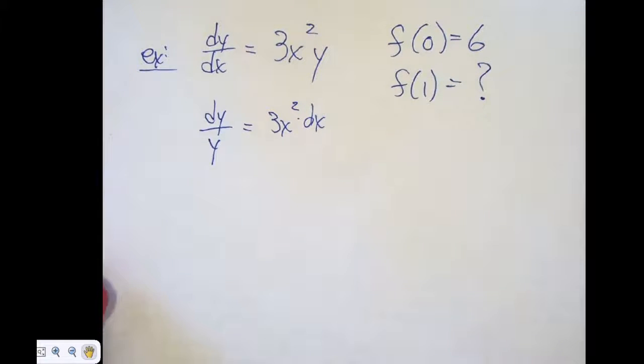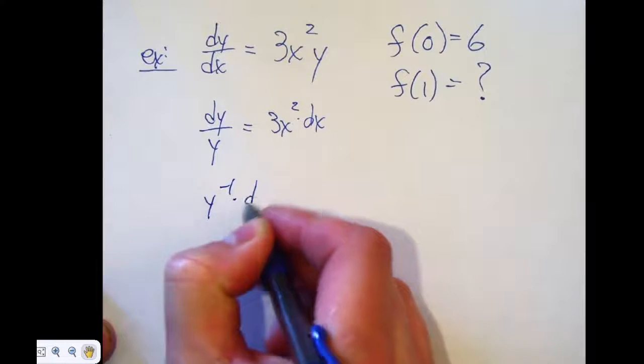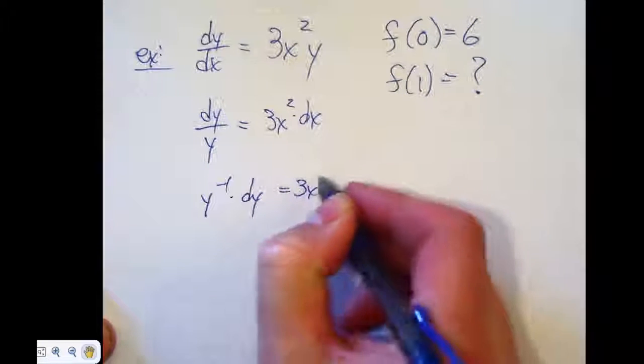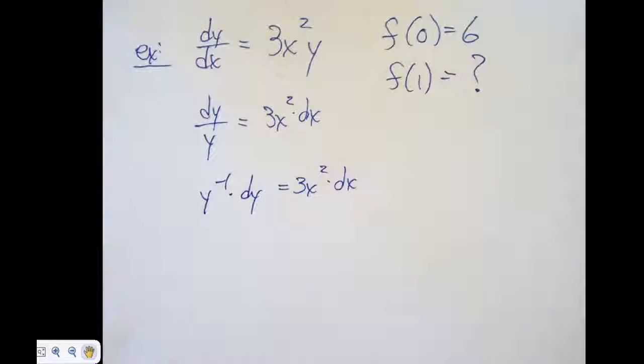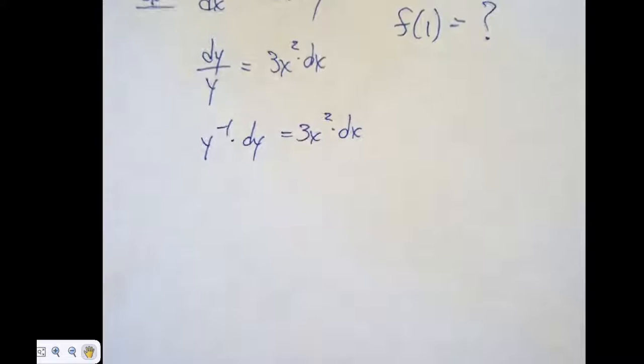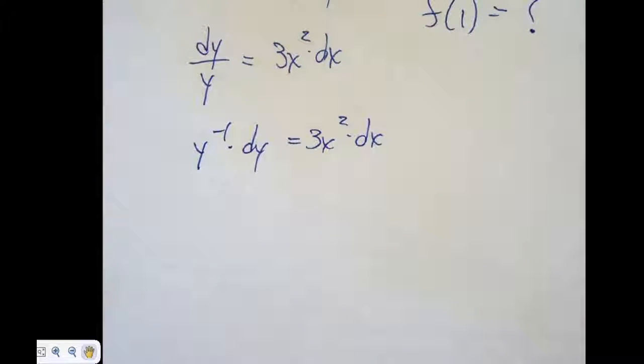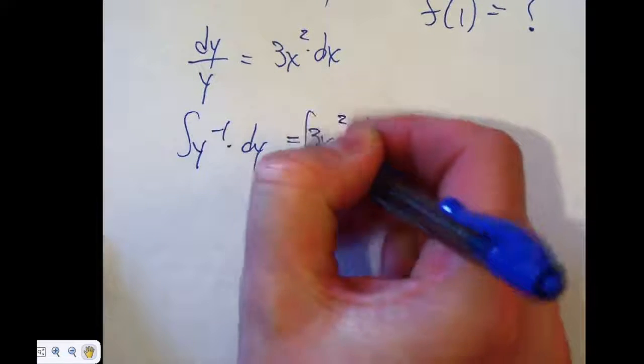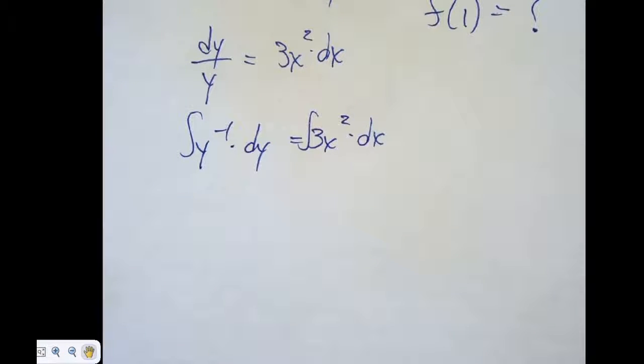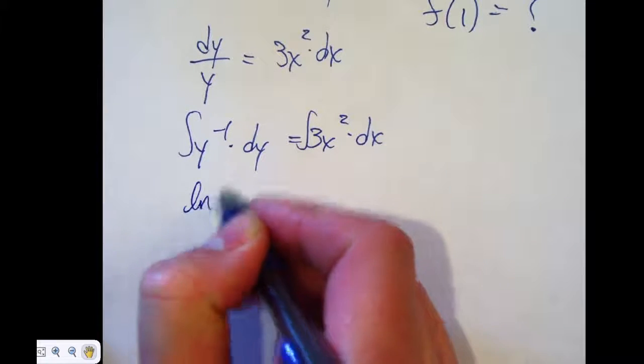So I don't integrate with variables on the bottom, right? We've always moved them up to the top. So that's going to be y to the negative first times dy equals 3x squared times dx. Now it's in a form I can integrate, so I'm going to integrate both sides. What is the integral of y to the negative first? Natural log of y.